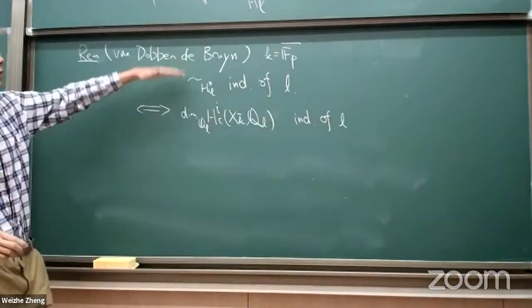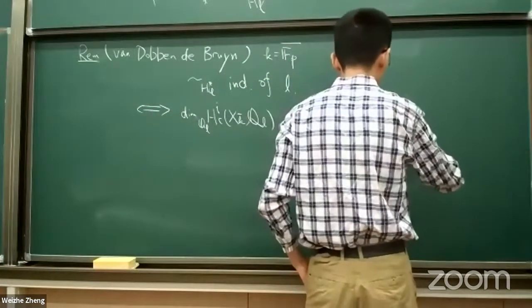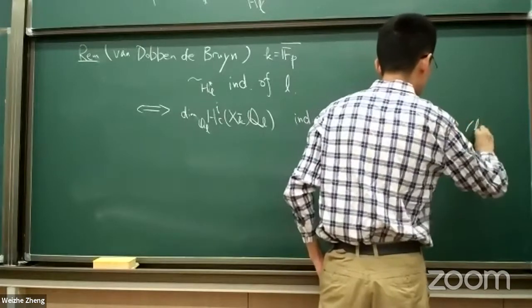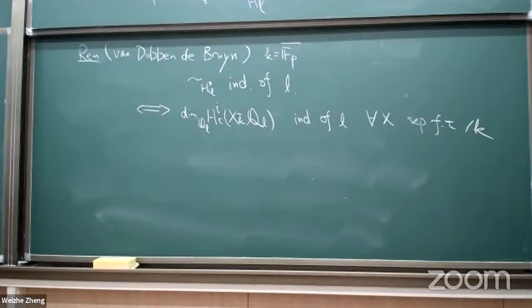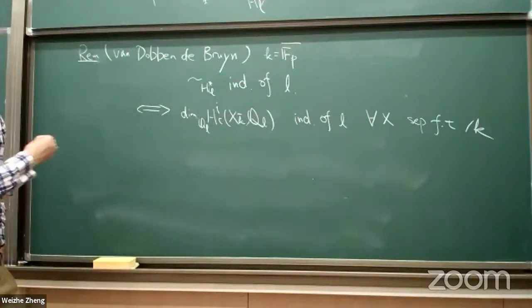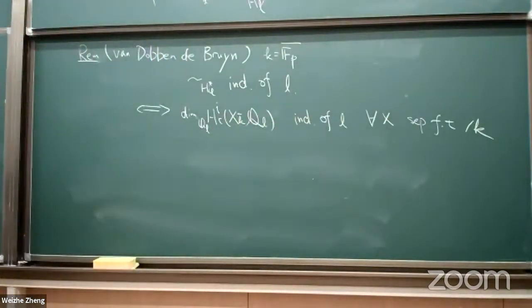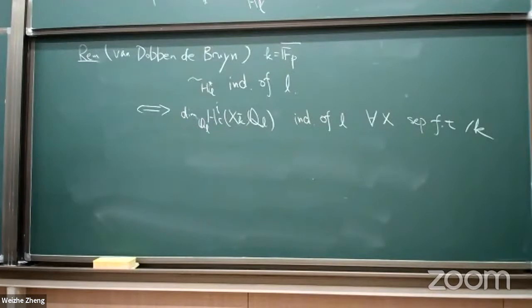And for this, previously I've taken X to be projective smooth, but here we take all, let's say, separated X of finite type over K. So this is an extension of the property small a of this independence of l that is a consequence of the weight properties in the case of projective smooth varieties.